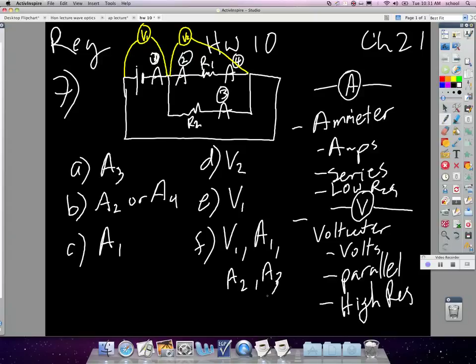But actually, does the question say measure directly? Yeah. So it says which meter or meters directly, or which meters correctly read the following. So for this one, because it says EMF, even though you could calculate this, none of them directly read it. So that's why they said nothing. You could figure it out.